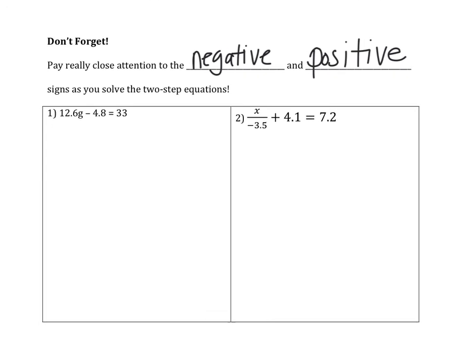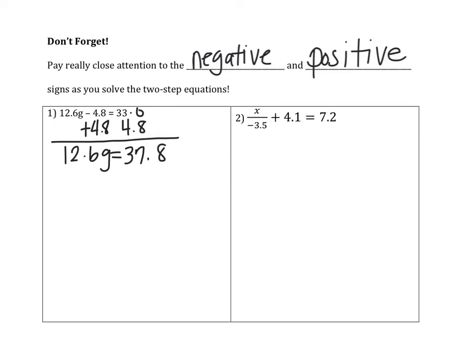Number 1 is 12.6g minus 4.8 equals 33. So the first thing that we're going to want to do is anything being added or subtracted we want to undo first or move to the other side. So we're going to add 4.8 to both sides, because again, what we do to one side we have to do to the other. So now we have 12.6g equals 37.8, or 37 8/10.